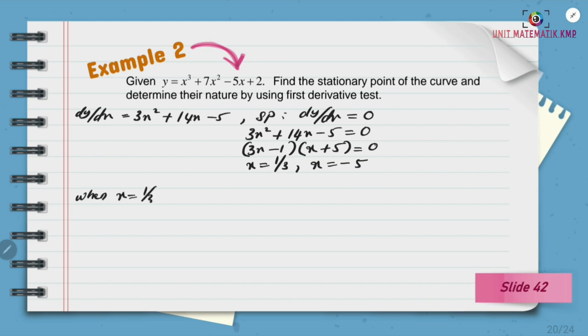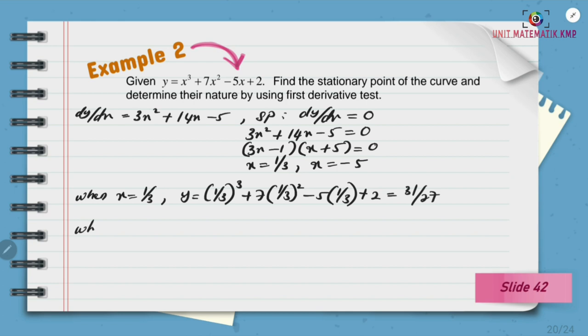When x equal to 1 over 3, we substitute in the function: y equal to (1 over 3) cubed plus 7 times (1 over 3) squared minus 5 times 1 over 3 plus 2, and we have 31 over 27. Next, when x equal to negative 5, y equal to negative 5 cubed plus 7 times negative 5 squared minus 5 times negative 5 plus 2. And we have 77.